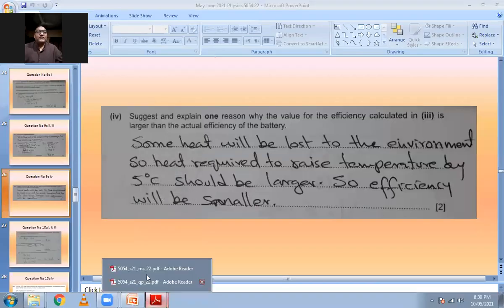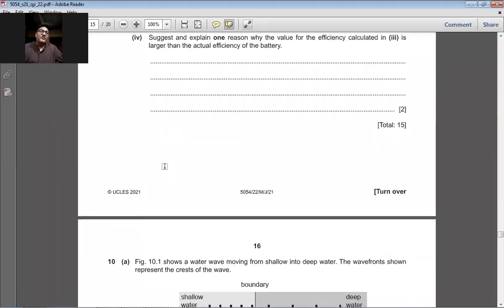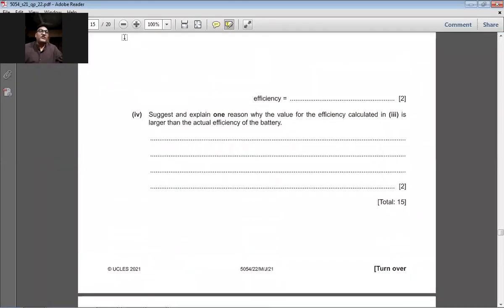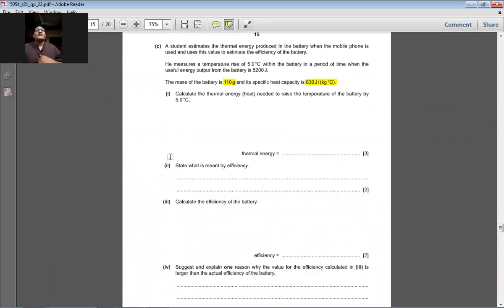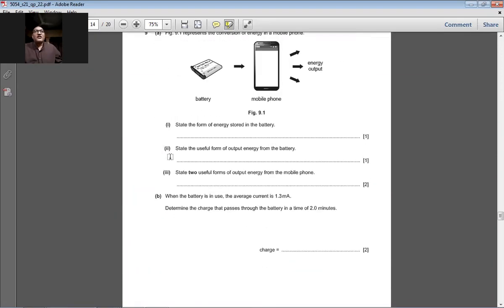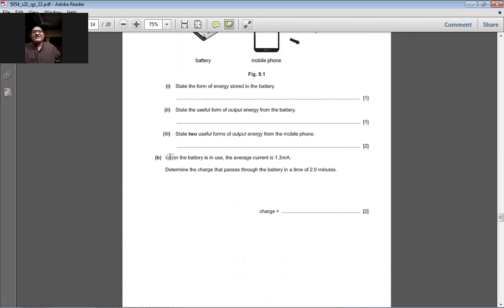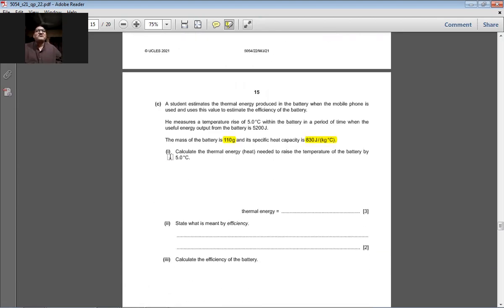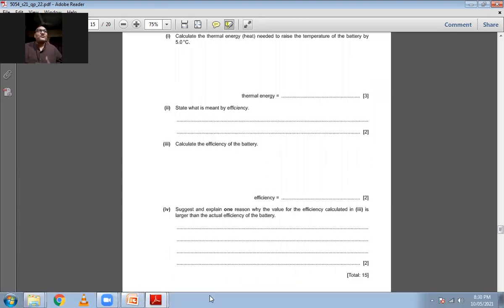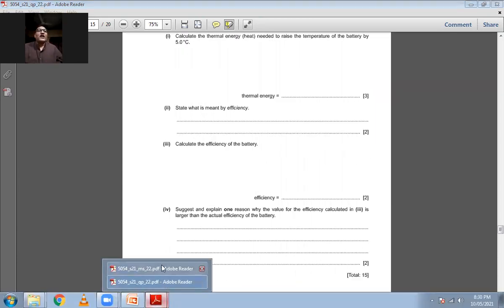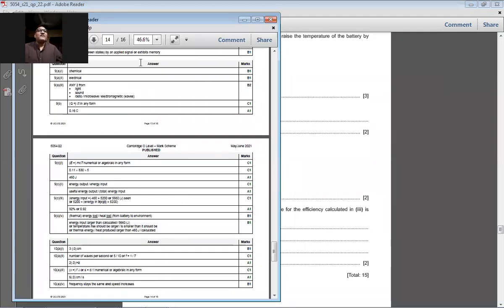Okay, so hopefully you have understood. So that was question number 9. I can reduce the size of this question. So it's a 15-mark question. Only the last part was a little difficult. The rest of the question was very simple and straightforward. A 15-mark question, very easy question. So now let me show you the marking scheme of the chapter question.